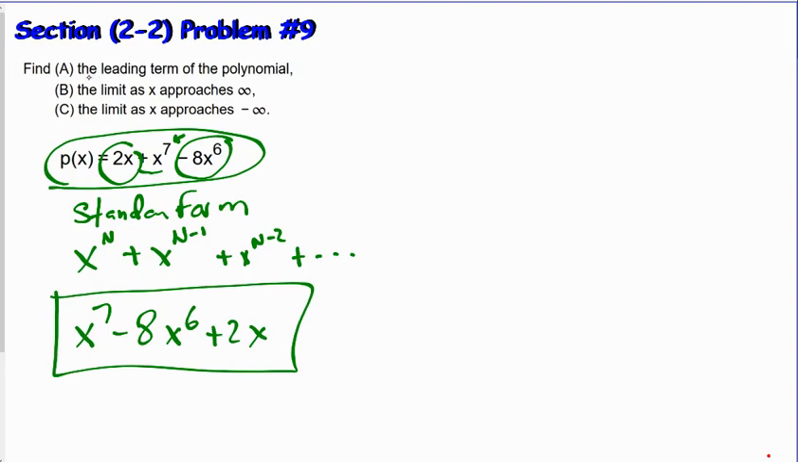Once you have it in standard form, the leading term of the polynomial for part A is x to the 7th. And it's important to be able to identify the leading term when it's out of order, like p of x is, because that leading term is important when we are working with rational functions and identifying horizontal asymptotes. We want to compare highest exponent terms, and if they match, we take the ratio of their lead coefficients to find the location of the horizontal asymptote.